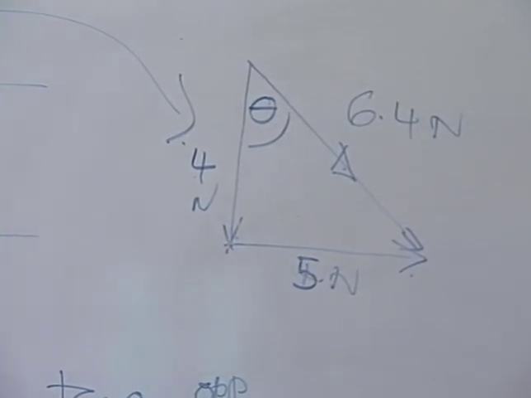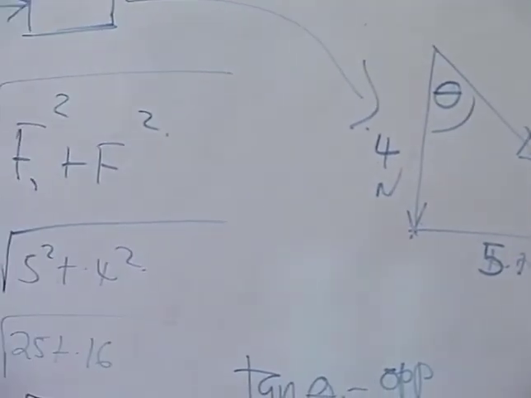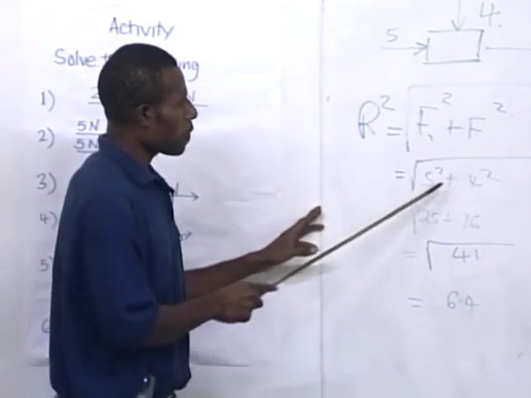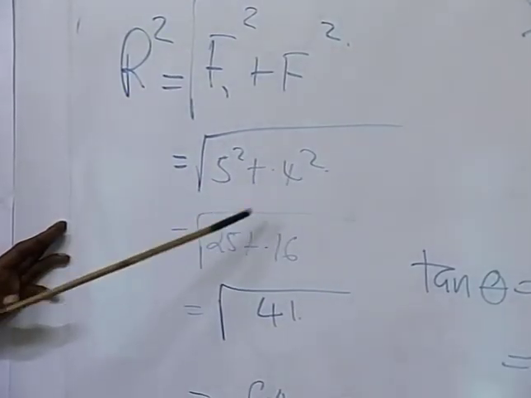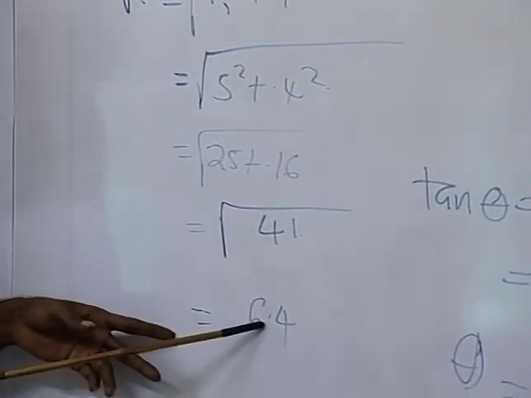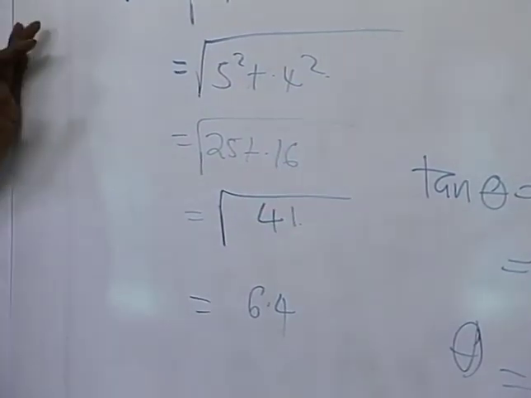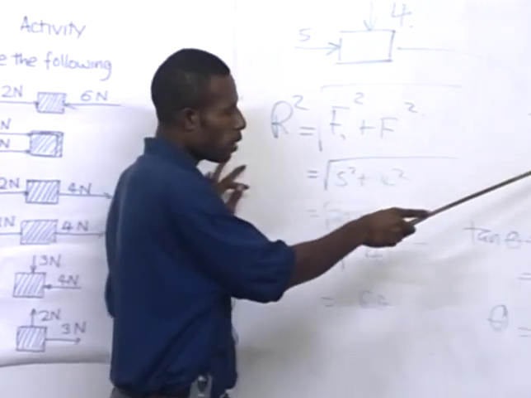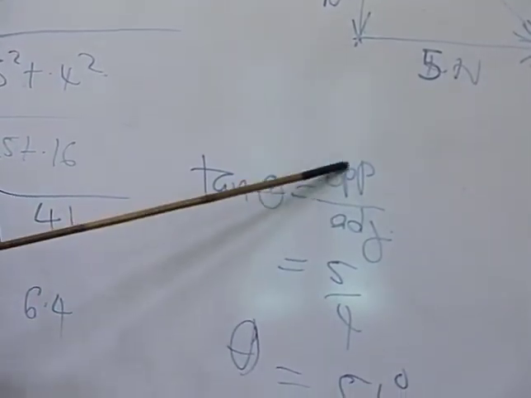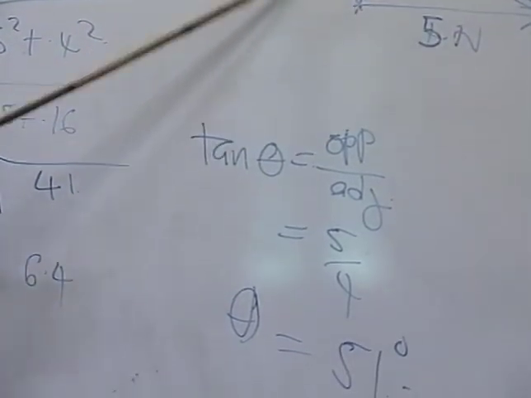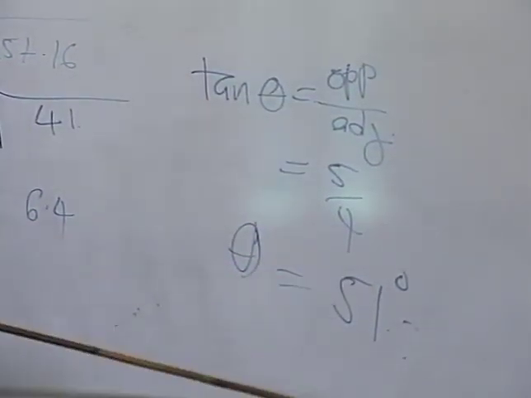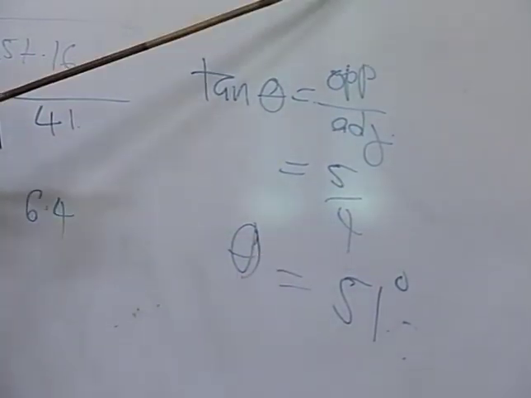If you find the resultant, it will be 6.4. The resultant of this force is the square root of F1 squared plus F2 squared, which equals 5 squared plus 4 squared. Then you have 25 plus 16, which is 41, and the square root of that is 6.4. If you want to find the angle at which this force is acting, you can use tan theta equals opposite over adjacent, which is 5 over 4, and the angle is 51 degrees.